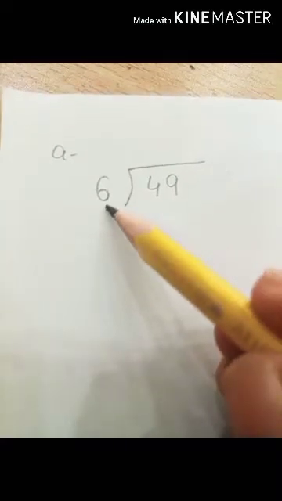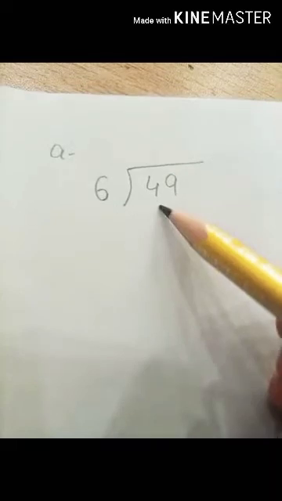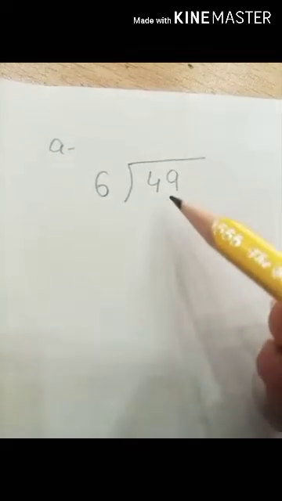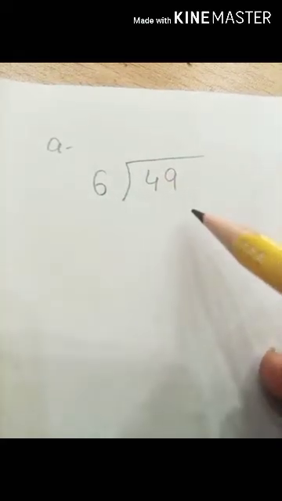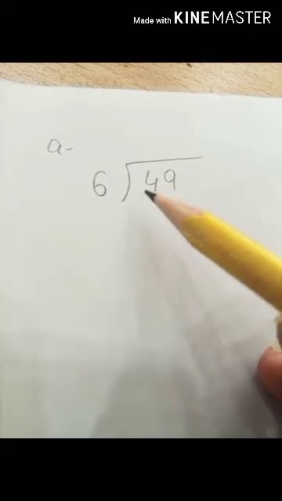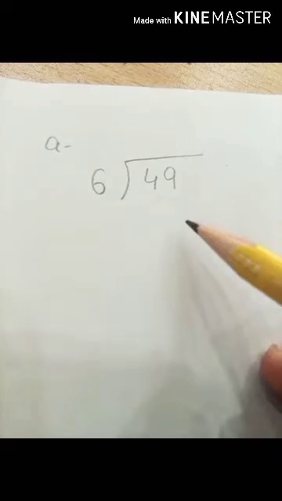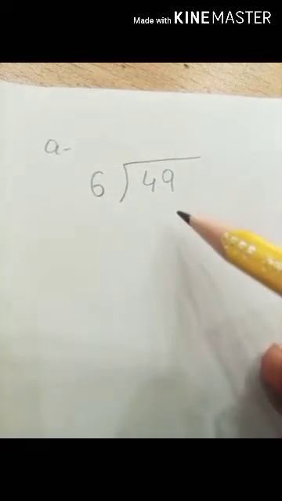So students, read the table of 6 until we get the number 49 or a number that is less than 49, but it should not be greater than 49. Okay students, let's read the table. 6 1s are 6, 6 2s are 12, 6 3s are 18, 6 4s are 24, 6 5s are 30, 6 6s are 36, 6 7s are 42 and 6 8s are 48.